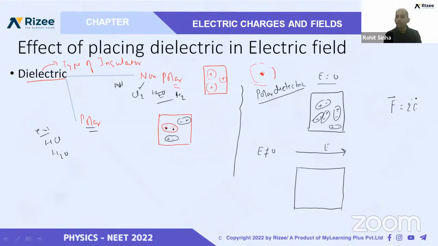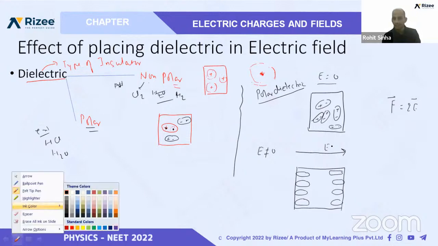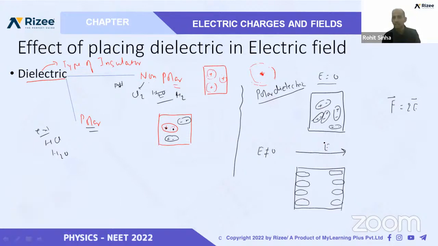Now we will see that the positive side of this dipole will go to this side like this. They will get arranged like this, and the negative side will get arranged like this. How will it happen? Let us see. We have applied an external force. This is an external electric field. Let us say the external electric field is in this direction.